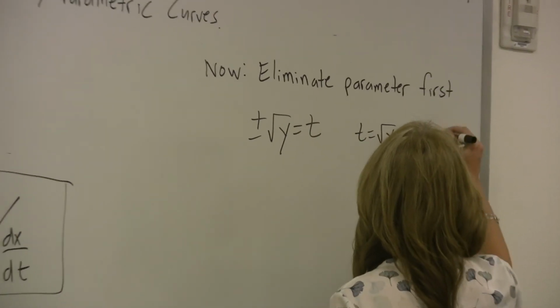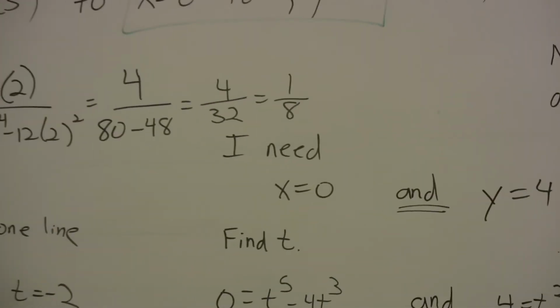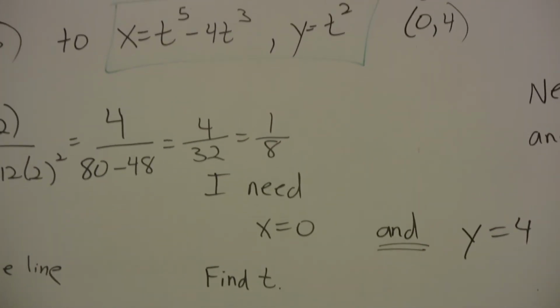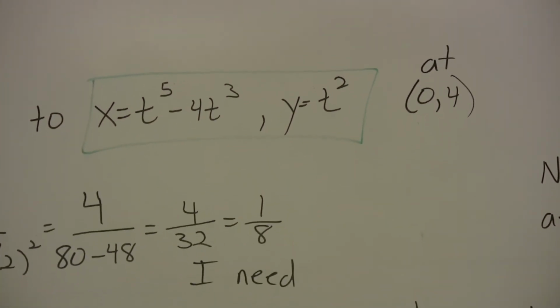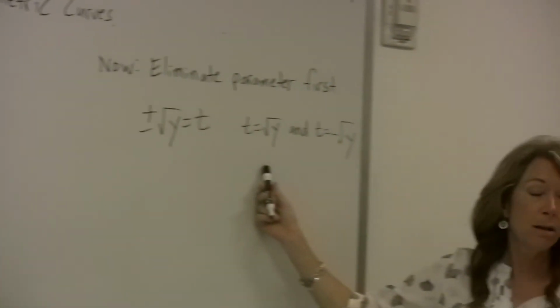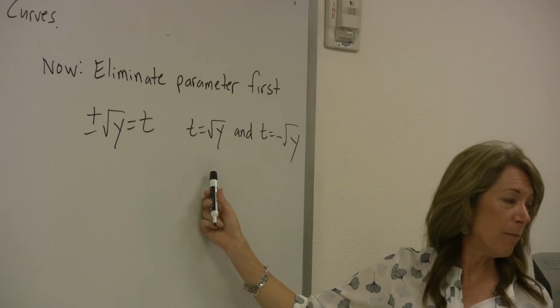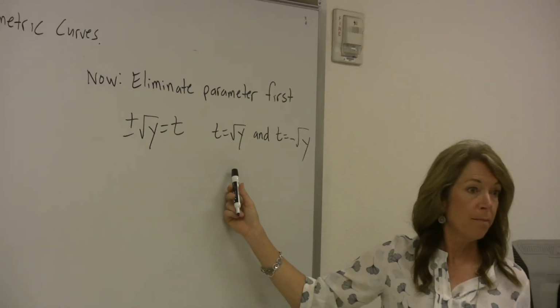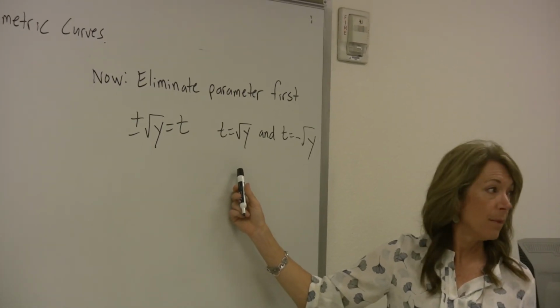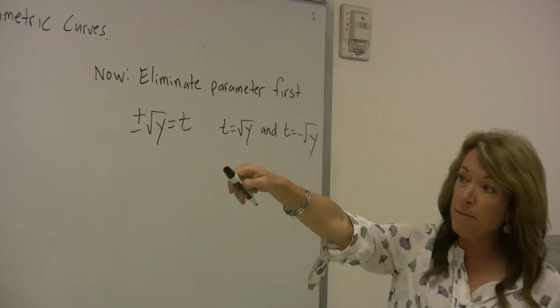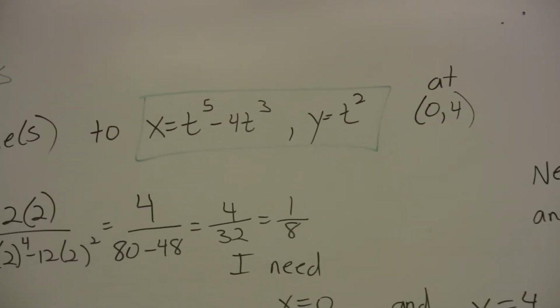And then we'll worry about the negative one, which I'll probably not even do because you guys are going to say I get it. So let's use t equals square root of y. If t equals square root of y, what am I going to do with that to eliminate the parameter? Yeah, put it in the next equation. Replace all of my t's over there with square roots of y.